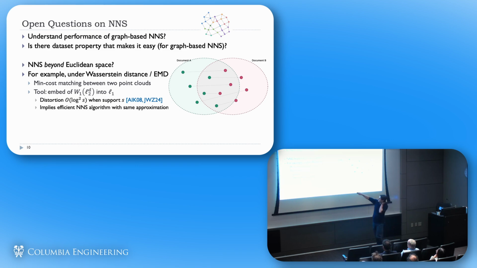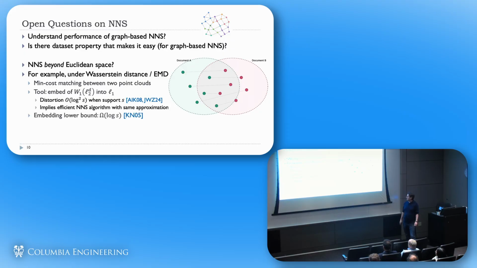The thing here is that you can do this. It has been done before, and one can get bounds of the sort of log squared S approximation, distortion for embedding for documents that have maximum support S. And this implies efficient nearest neighbor search, just applying the embedding plus a nearest neighbor search algorithm directly.